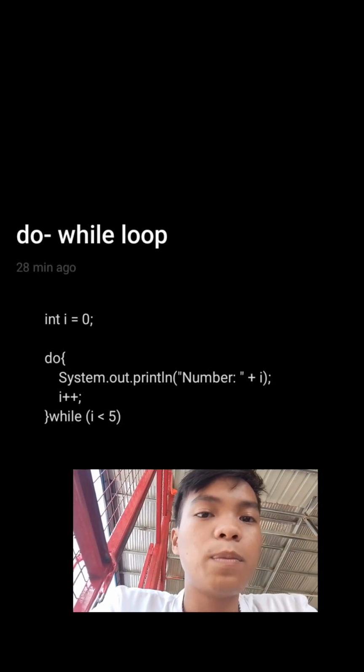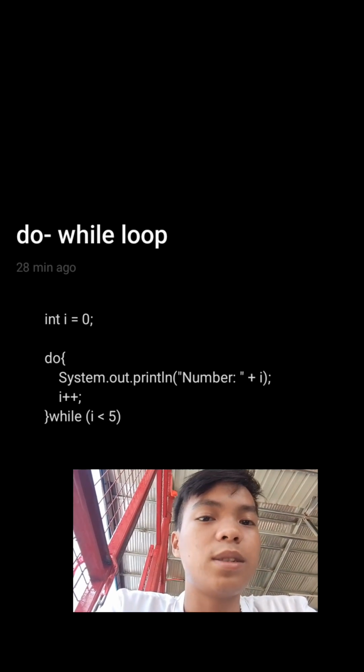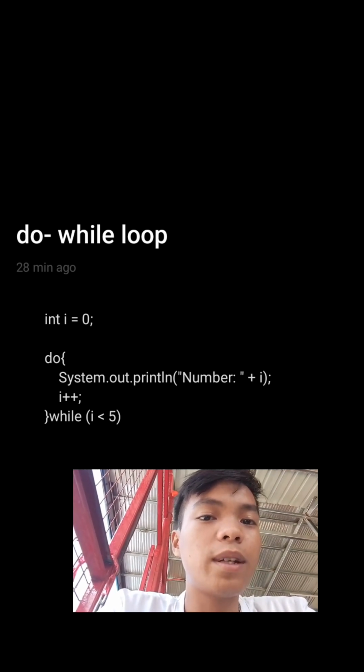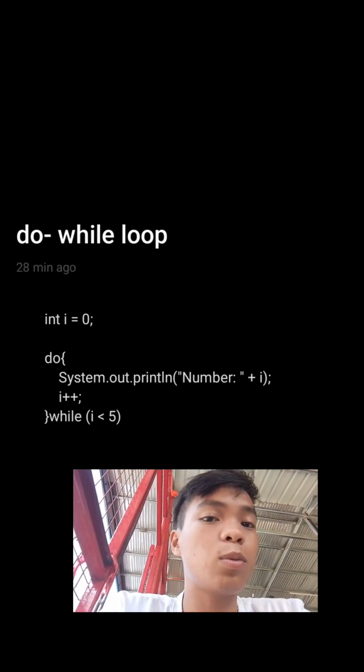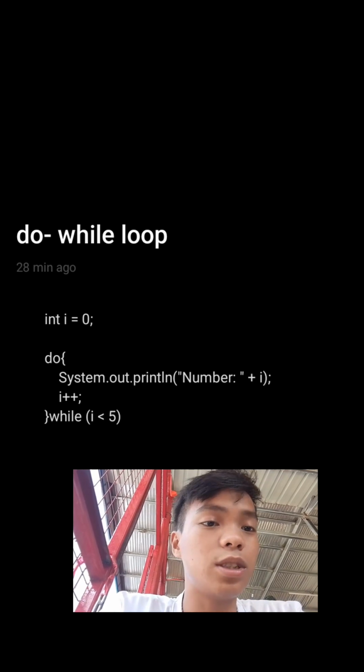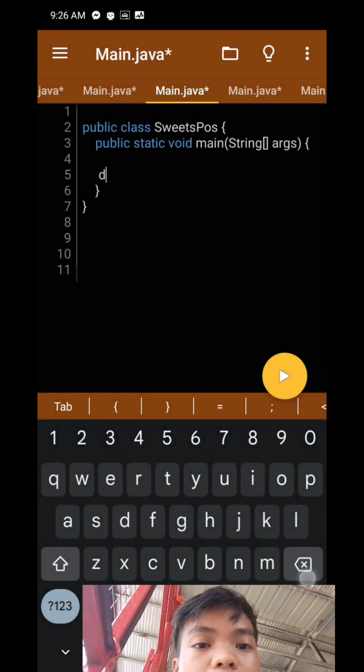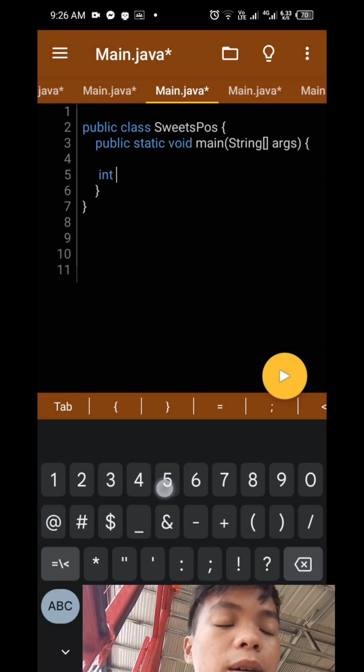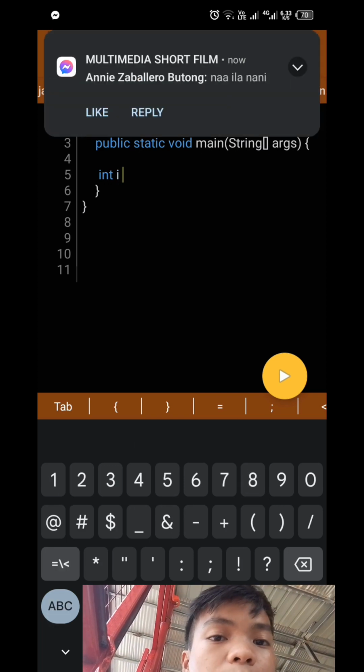Certainly, the do-while loop is another type of loop in Java. Similarly to the while loop, however, it has a key difference. The do-while loop guarantees that the loop's body will be executed at least once, regardless of the loop condition. Now, let's create a block of code using a do-while loop.